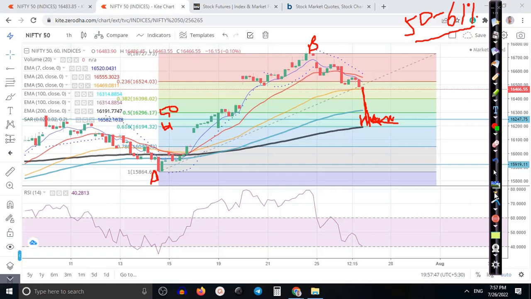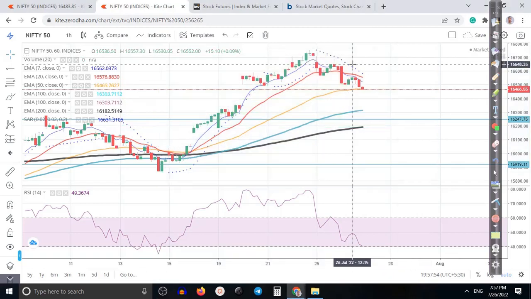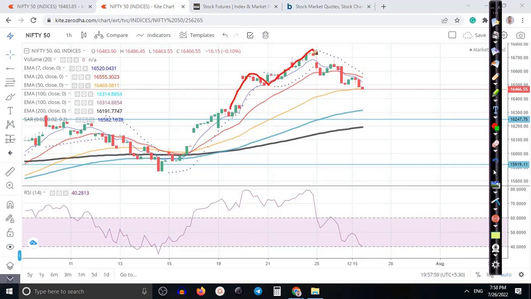And another important pattern they formed, let me remove and let me show you. Okay, now I can see they formed a head and shoulders pattern. Price goes up, pulls back, goes up, pulls back, and it goes up. And this is the head, shoulder, and this is also a shoulder. Okay, so here is the neckline. So finally we have seen today price broke this neckline. It is a probability to pull back near 16,250.